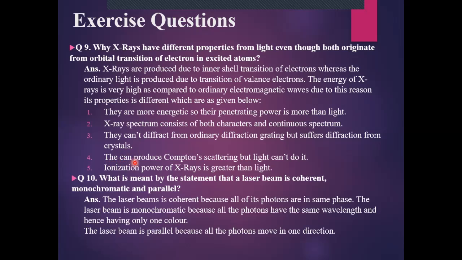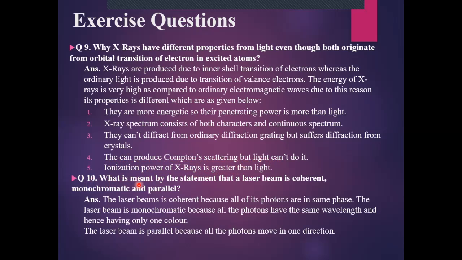Then X-rays can produce Compton scattering, but light cannot do it because the energy of normal or visible light is very low as compared to X-rays. Also, the ionization power of X-rays is greater as compared to ordinary light.